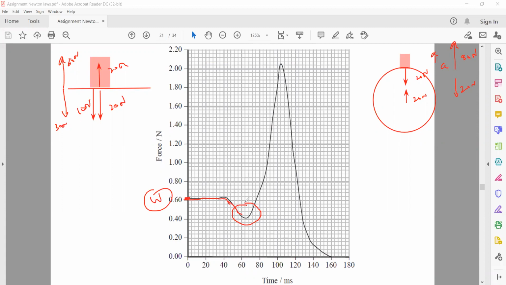So here the bird is still on the ground, but when it tries to push, why initially does the weight decrease here? Actually the weight is not decreasing, but the downward force decreases. Why does the downward force decrease? Because as the bird tries to push the ground, the position of the center of mass changes. That's why for a short time interval the downward force decreases. But once it pushes the ground, as you can see, the downward force is increasing.